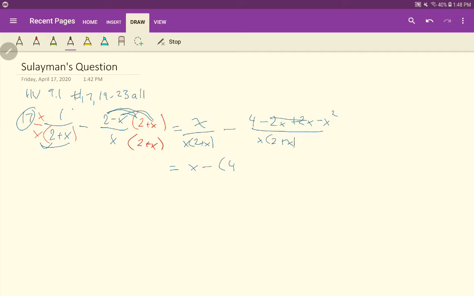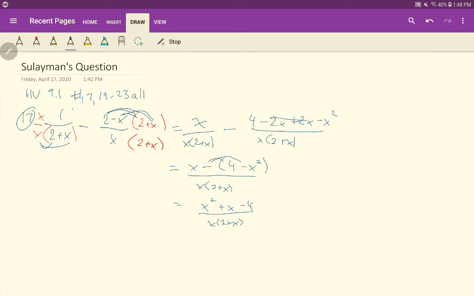So that'll just cancel and we'll have just the 4 minus x squared there, all over x times 2 plus x. Okay, and then you distribute the minus sign and combine like terms. So it'll be positive x, I'm going to go ahead and put it in standard form too, x squared plus x minus 4, all over x times 2 plus x.